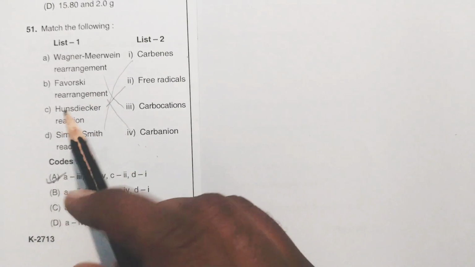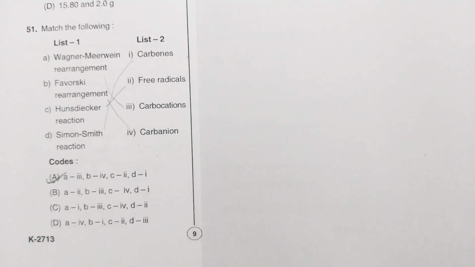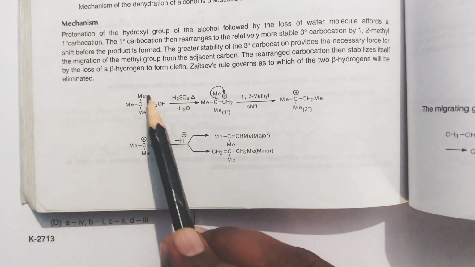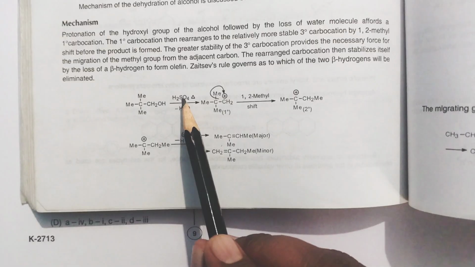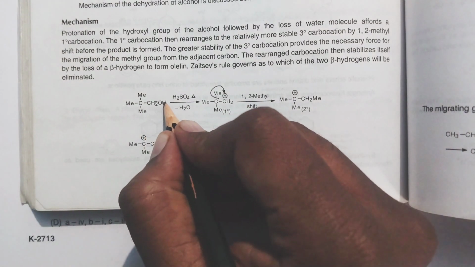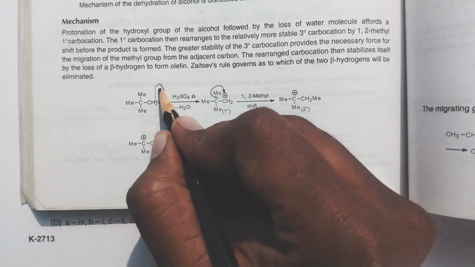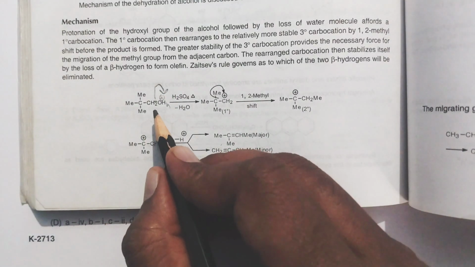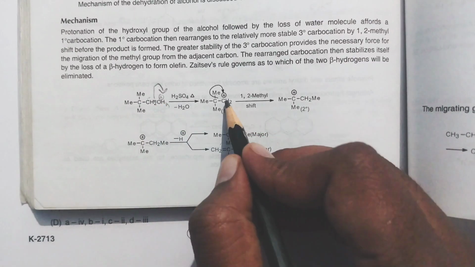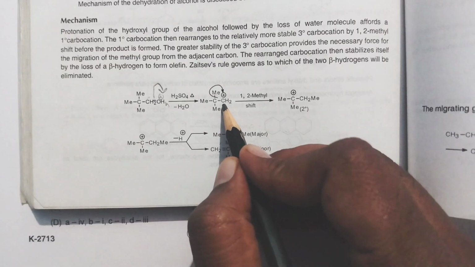Let's briefly see what these reactions are. This is the Wagner-Meerwein rearrangement. This is neopentyl alcohol in the presence of acid. Here the protonation takes place. Hence, this involves the heterolytic cleavage. When the heterolytic cleavage takes place, the generation of carbocation takes place. Hence, this is the intermediate, that is carbocation formation.